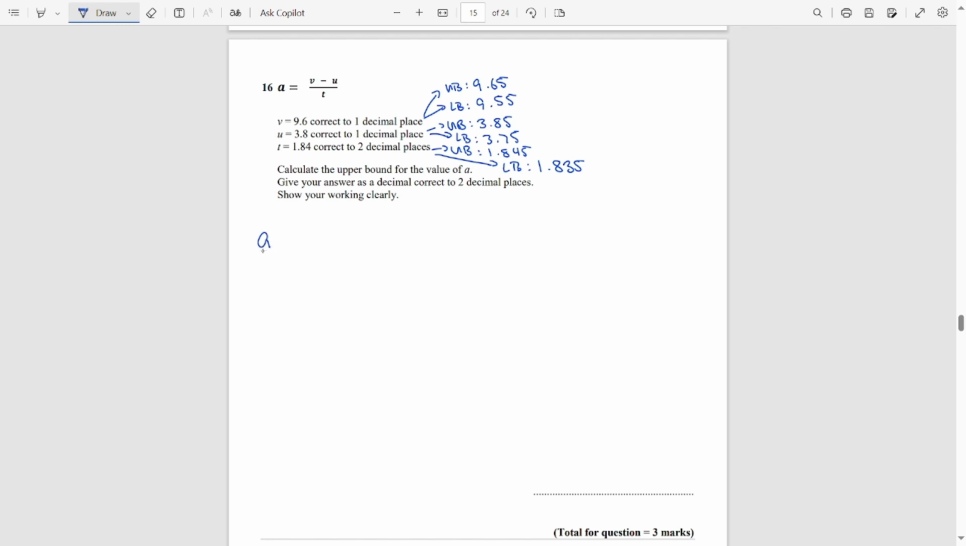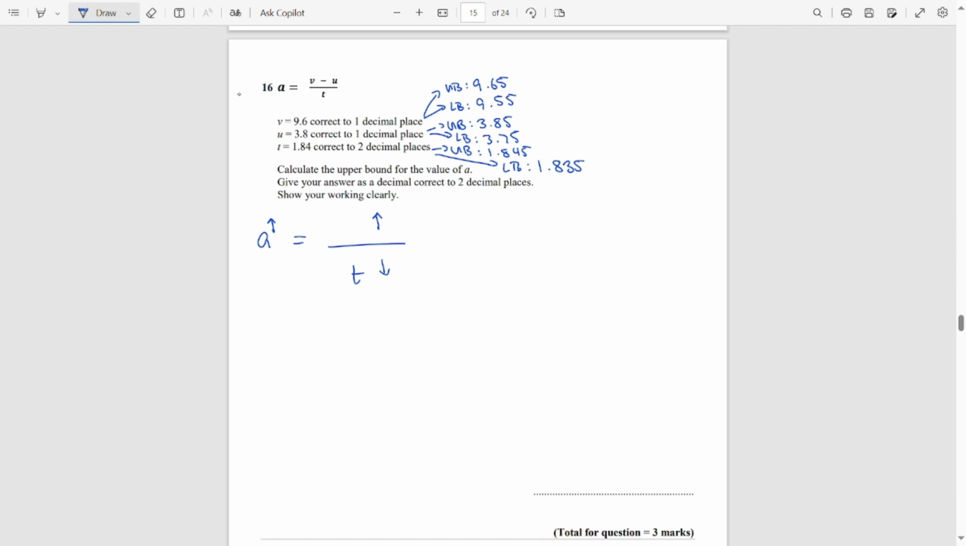So I usually use arrows just to denote if I'm going big or small. So for A, we are looking for the upper bound of A. So I want to maximize that. So to make A as big as possible, I'm going to have to take something very large and divide by something very small. So T seems to be the lower bound. That's the easy bit. So we are going to take the lower bound of T.